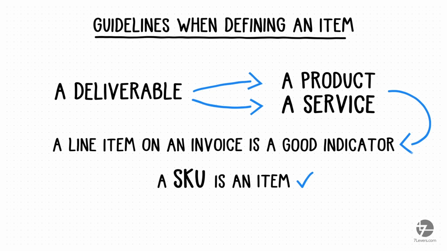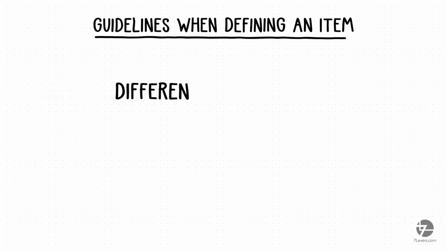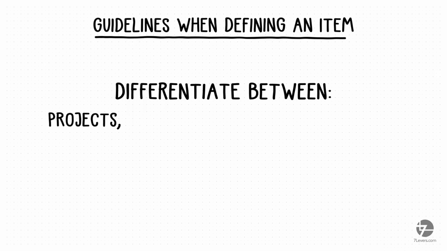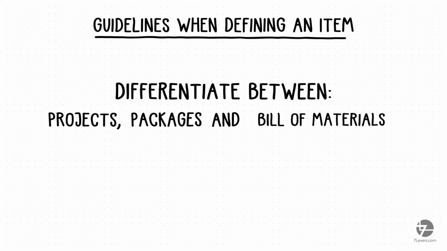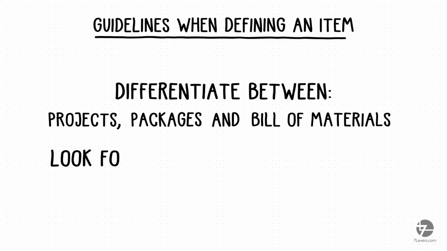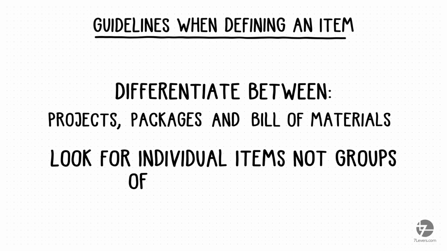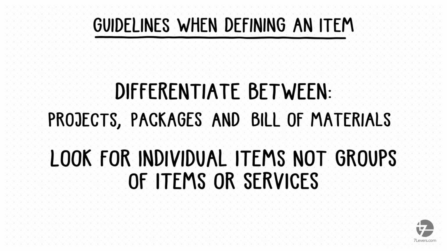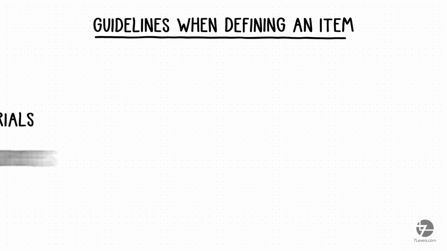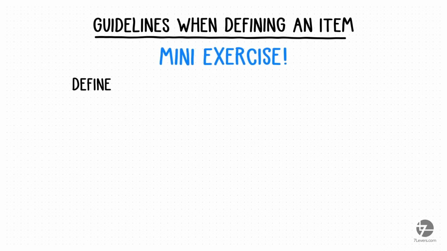If you don't, then you need to differentiate between things like projects, packages, and a bill of materials. They are groups of things and they're not what we're looking for. What we're looking for is a more granular definition. So something like a service or a SKU. These are individual items.